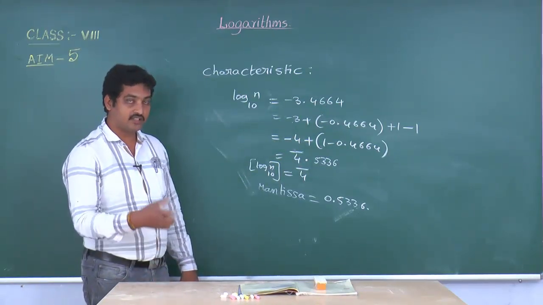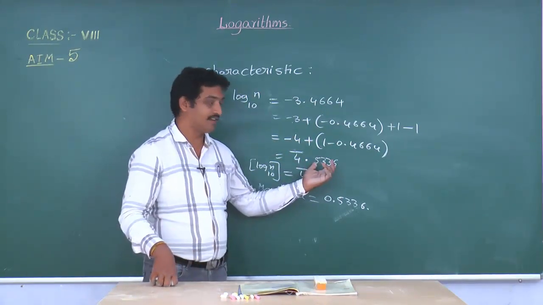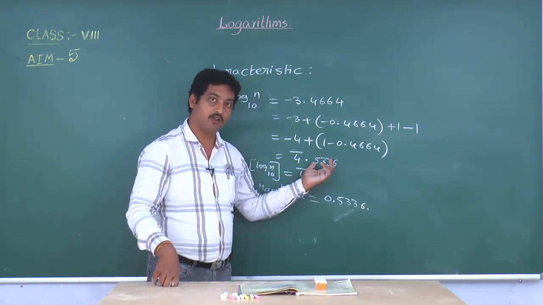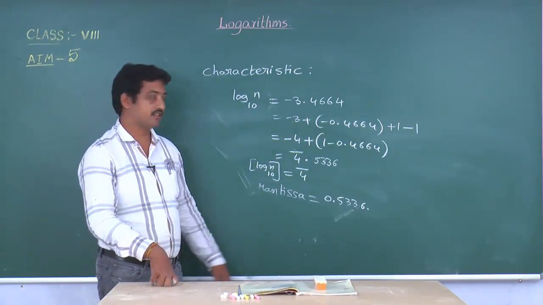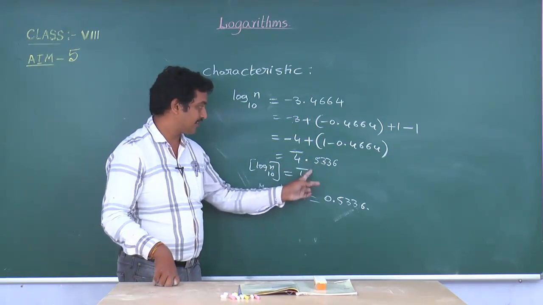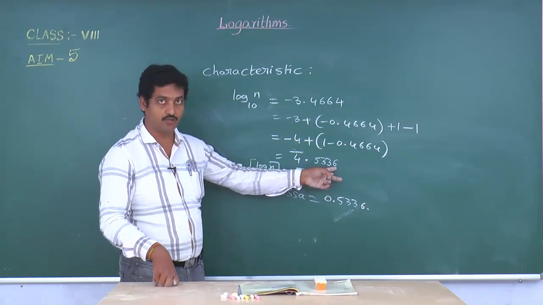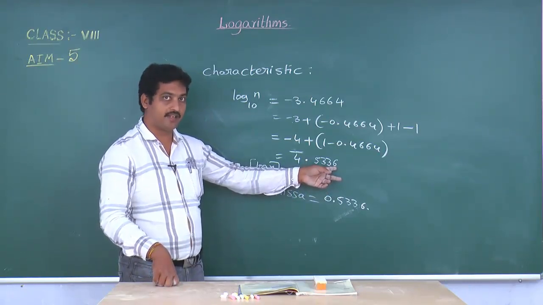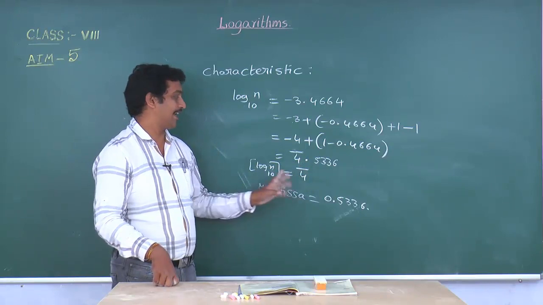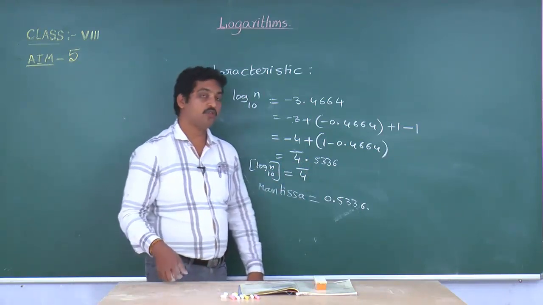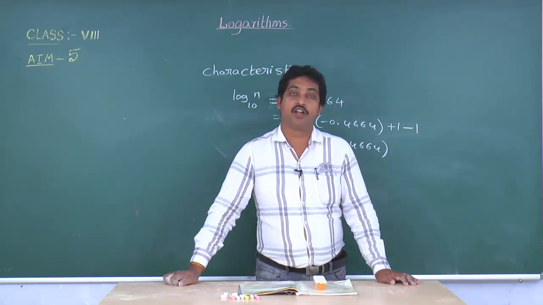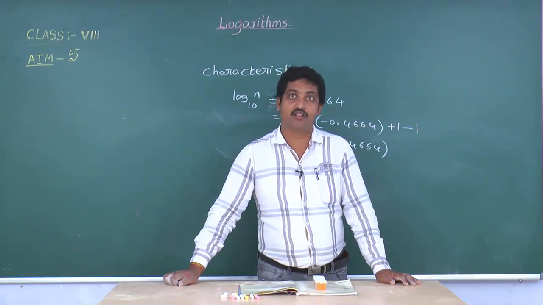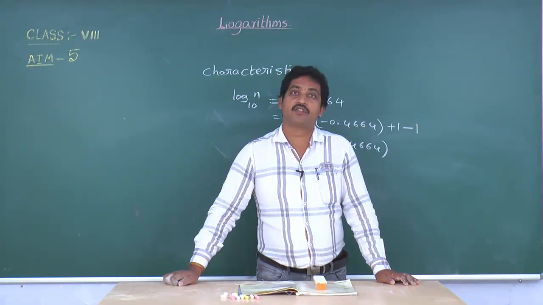In the decimal part, to say Mantissa, the decimal part should be positive. Therefore we need to do some process here. Then it becomes 4 bar 0.5336. In this, 0.5336 is a positive value, so we can say this is the Mantissa, and 4 bar is the characteristic. Now, using this characteristic and Mantissa, how can we find the number of digits in the given number and the number of zeros in between the first significant number and the decimal point?